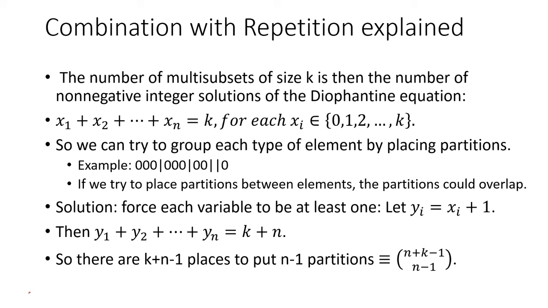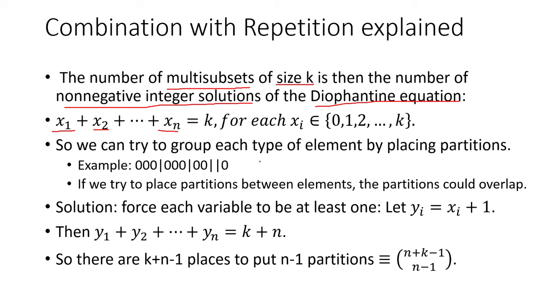So this is just going to be another explanation of how this works and where that formula came from. Usually this isn't too important, but it's good background information. So the number of multi-subsets of size k is the number of non-negative integer solutions of the Diophantine equation x1 plus x2 all the way up to xn is equal to k, for each xi between 0 and k.